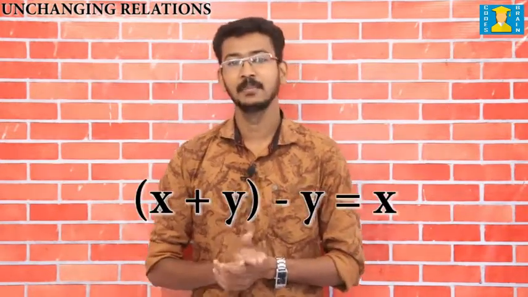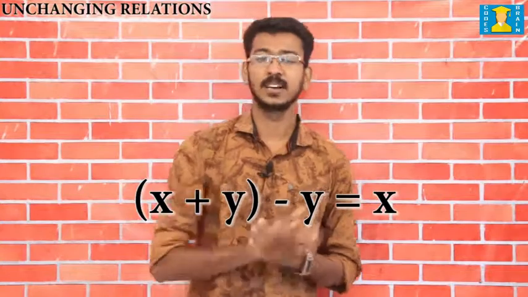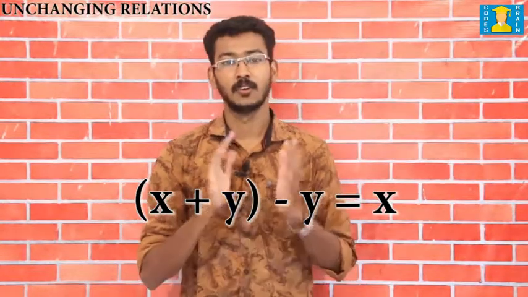To one number, we added another number. From the sum, we subtracted the added number. We got the first number back. For example, x plus y minus y is equal to x for all x and y. Suppose we have to add 3 numbers. It can be done in many ways. I am going to explain some methods.